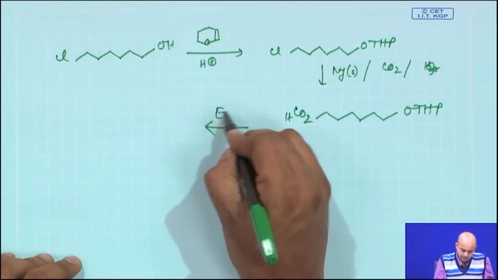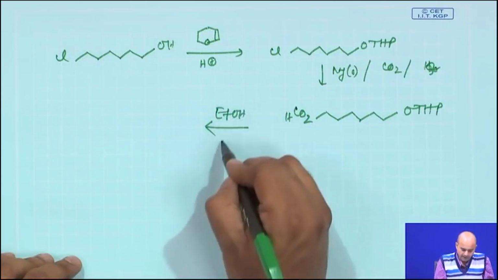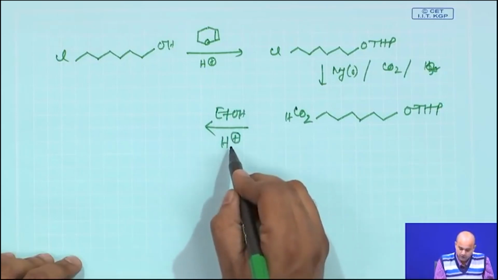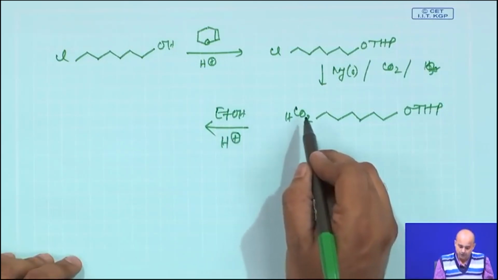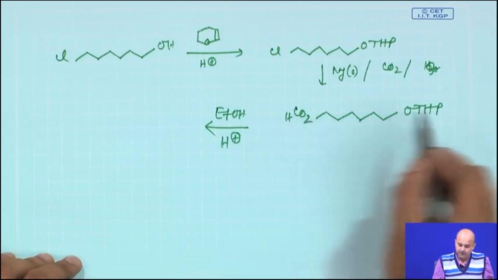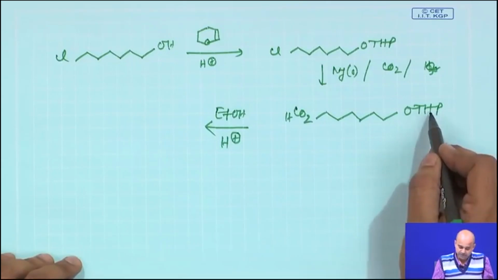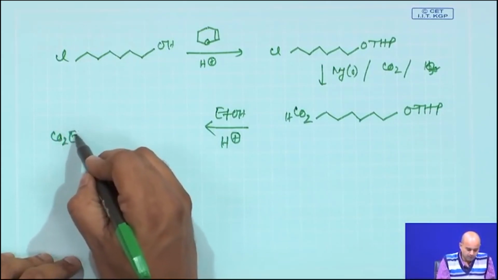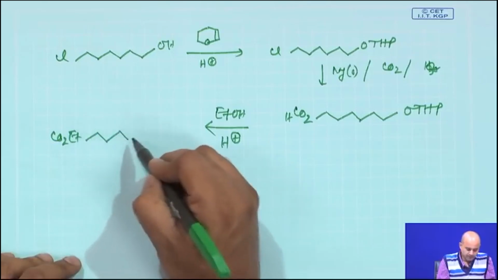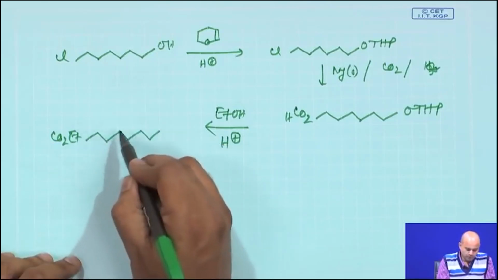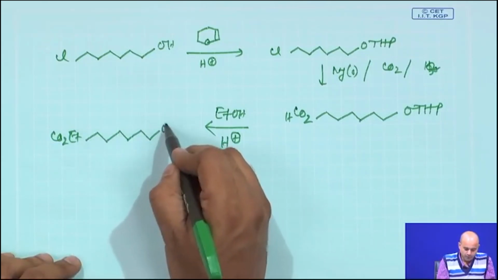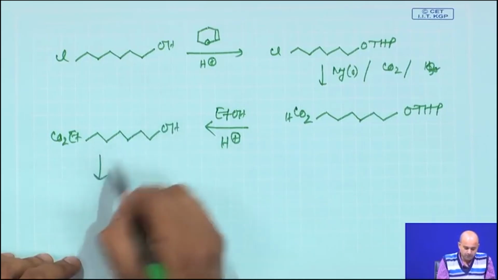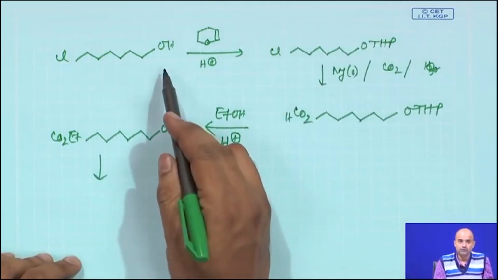Now, you react with ethanol and strong H plus. This strong H plus will form an ester bond with this acid, as well as remove the THP. So, basically what we will get is CO2Et in between 6 carbons, 1 2 3 4 5 6, and OH. So, THP is now removed, and the free alcohol is now demasked.